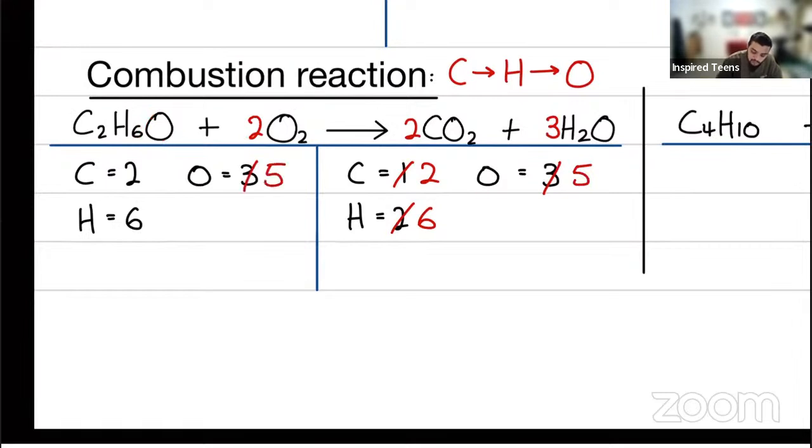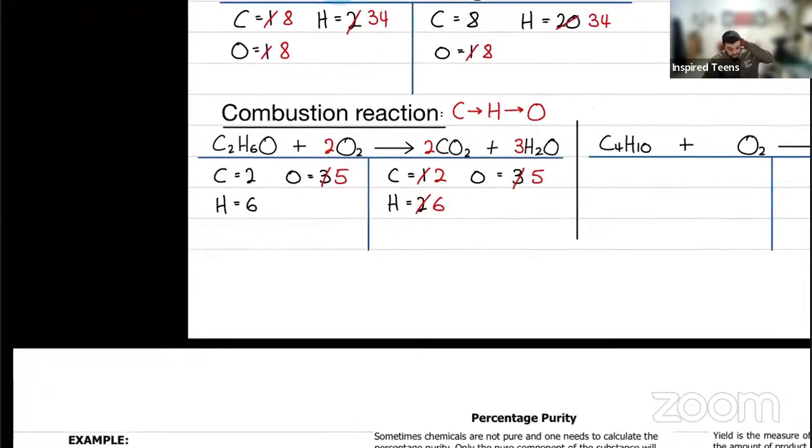plus this one, which gives our 5th oxygen. So now carbon is happy, which we balanced first. Hydrogen is happy, which we balanced second. And oxygen is happy, which we balanced third. And we should always do a combustion reaction in that order.